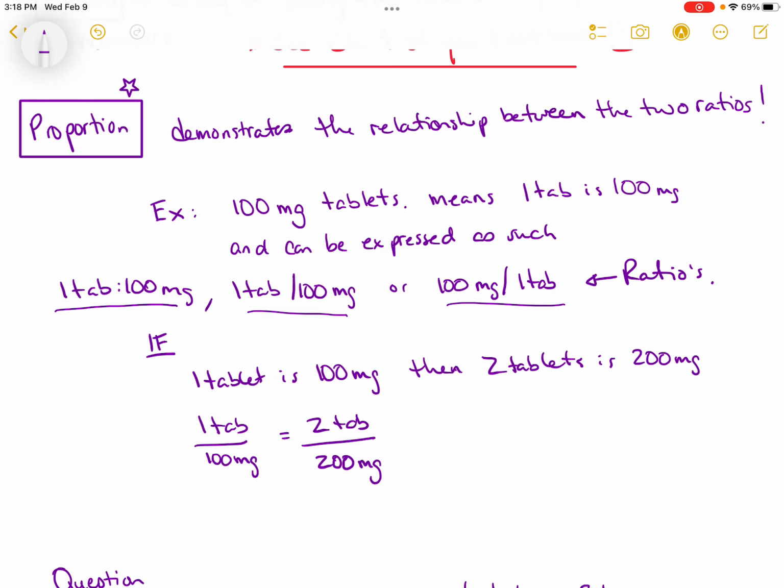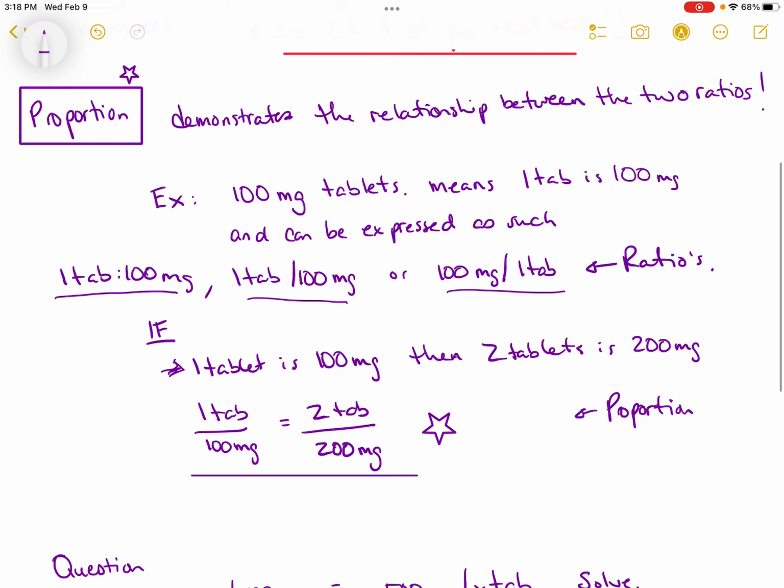This is a ratio. And then the proportion that we've got, this is our proportion right here. It's showing the relationship between those two ratios. So if one tablet is 100 milligrams, then 2 tablets is 200 milligrams, and we can write that just like we have right here. That is what you're going to see a lot of in veterinary medicine and in your math here. We just don't always write it this way, but we say it this way, and we don't often think of how we're doing it.